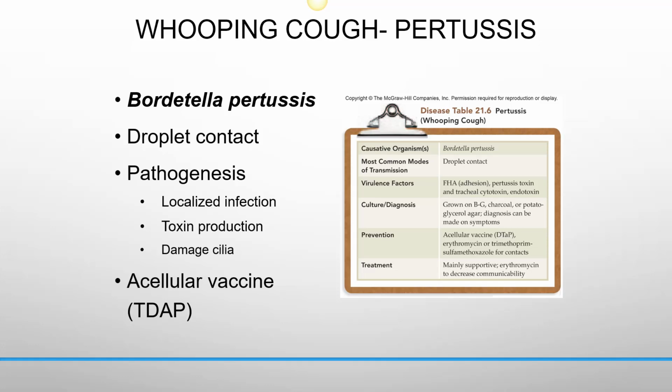Whooping cough. So whooping cough is also called pertussis, and it's caused by the bacterium Bordetella pertussis. This is also protected under the Tdap vaccine or DTaP vaccine, but pertussis is transmitted by droplet contact. Pathogenesis, you can start with a localized infection, but then you have a toxin that's produced which damages cilia.